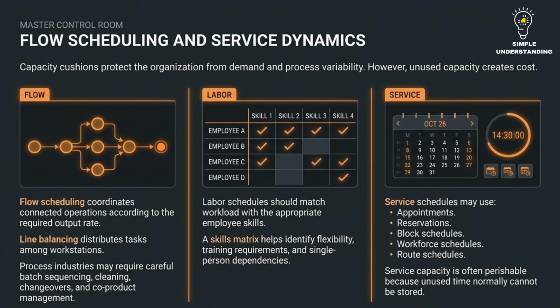Flow scheduling coordinates connected operations according to the required output rate. Line balancing distributes tasks among workstations. Process industries may require careful batch sequencing, cleaning, changeovers, and co-product management.